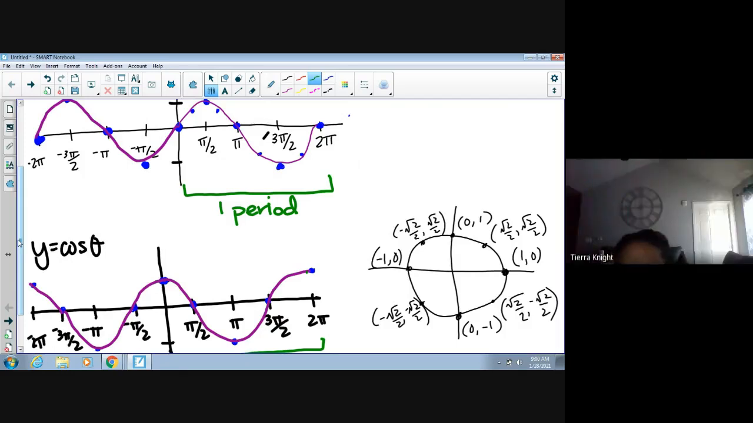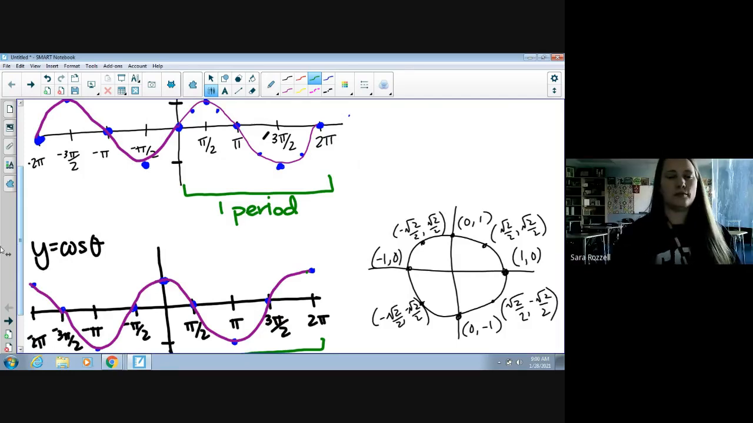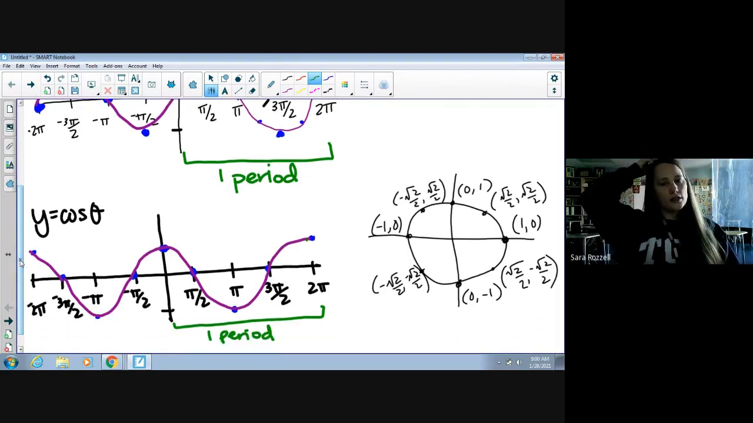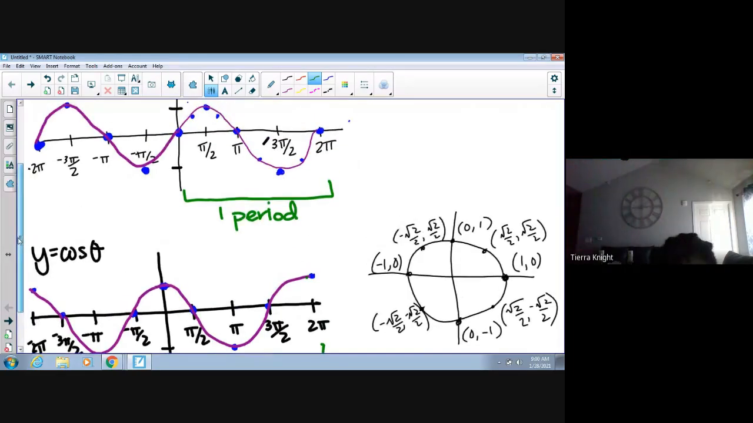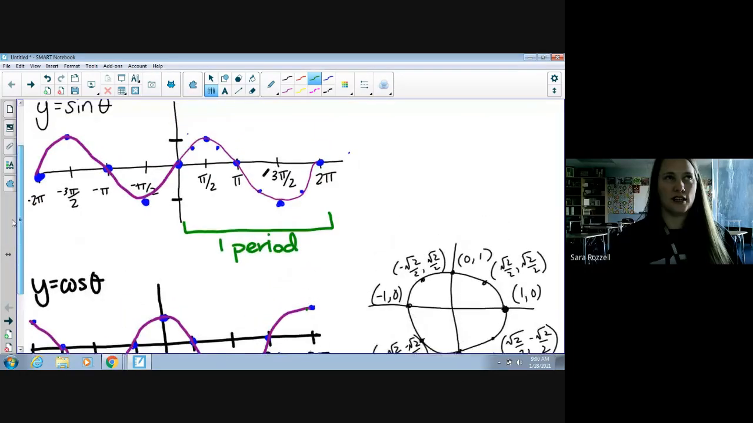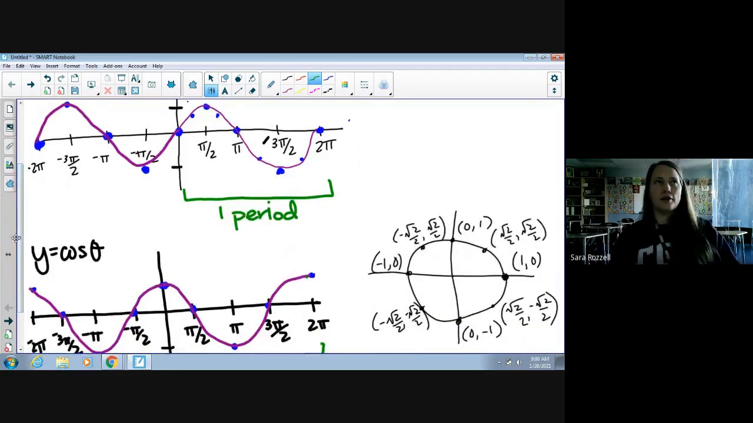Can you scroll up a little more? Scroll up a little more? Yeah. There you go. So they're both sine waves. Oh, the other one. It just says sine up there. There you go. So they're both sine waves.